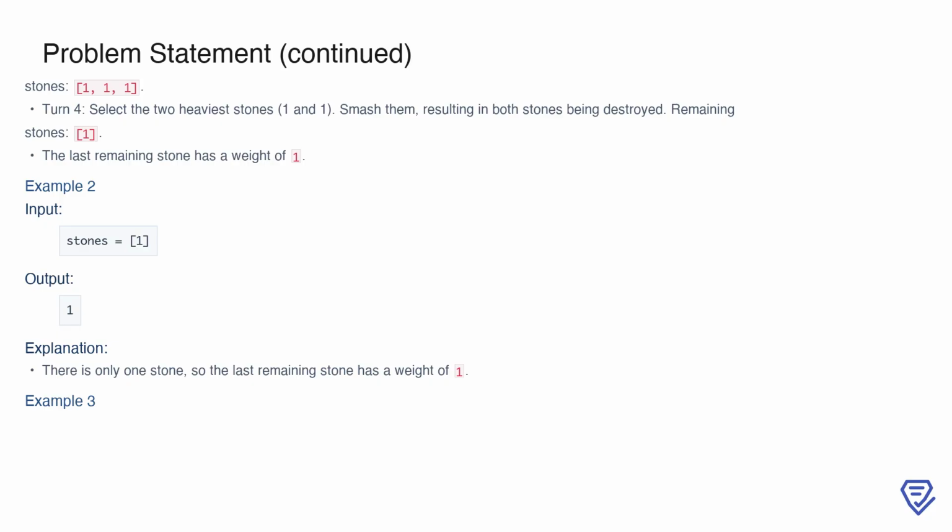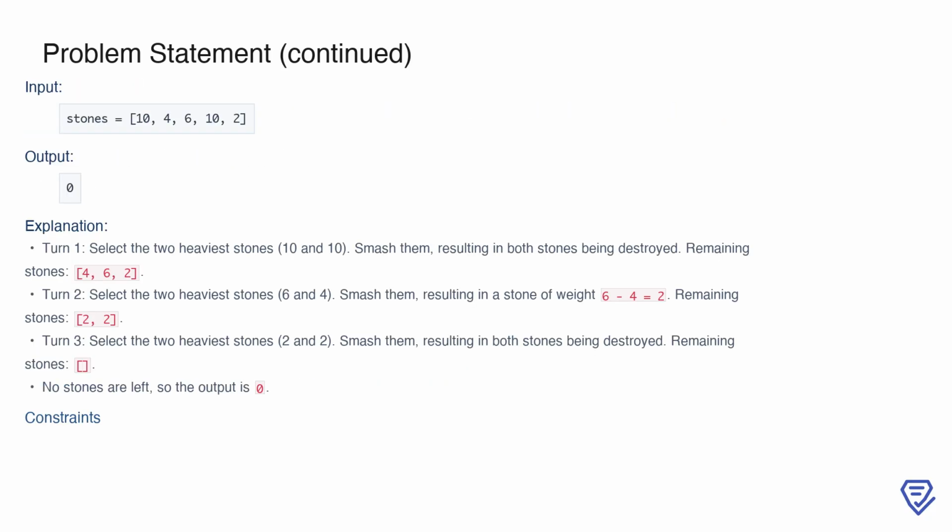Another simple example is when the input array is stones equals 1. Here, there is only one stone, so no smashing is required. The last remaining stone has a weight of 1, which is the output. Let's look at another example to see how all stones can be destroyed. If the input is stones equals 10, 4, 6, 10, 2, the output is 0.